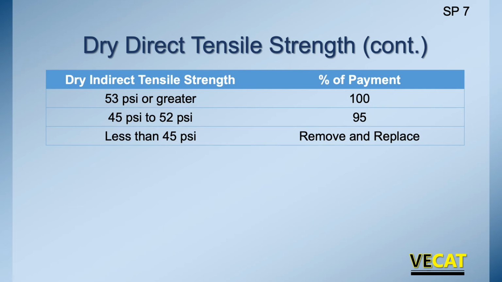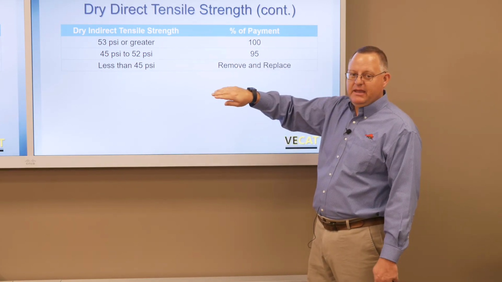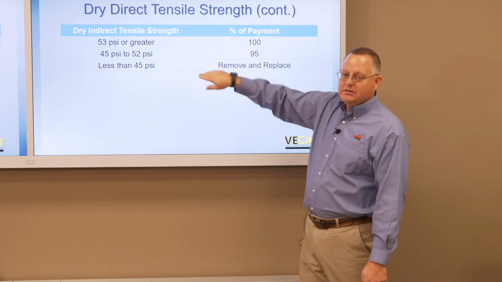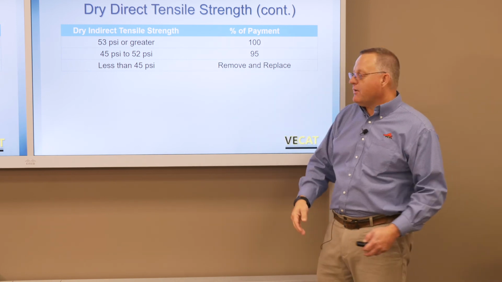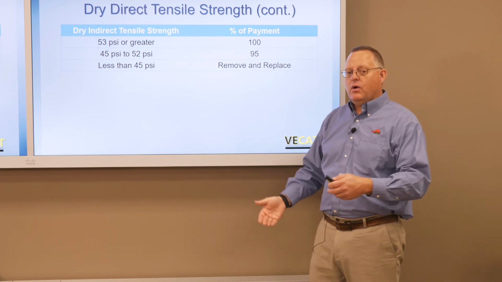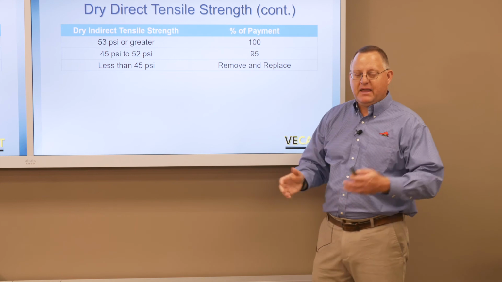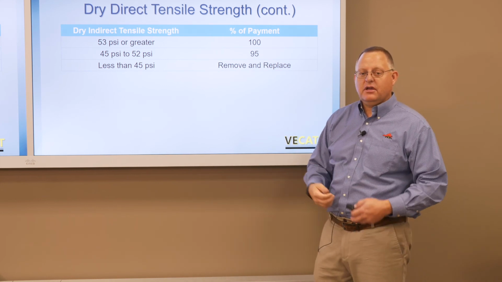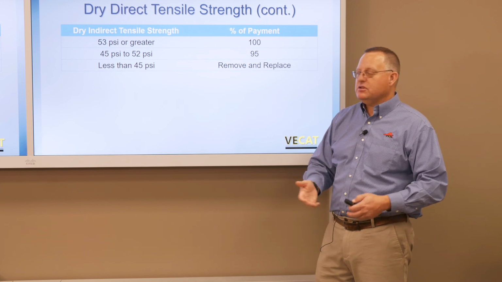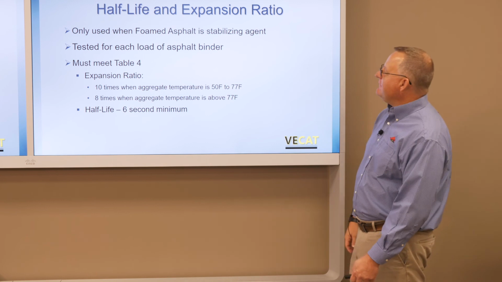So as you see, it's a pretty dramatic thing to go from 95% pay at 44 psi to remove and replace at 44. So during that mix design process, whether it's an emulsion or a foam, you want to be above that minimum for 100% pay to give yourself some leeway, some coverage in case something goes on, you're still above the minimum.